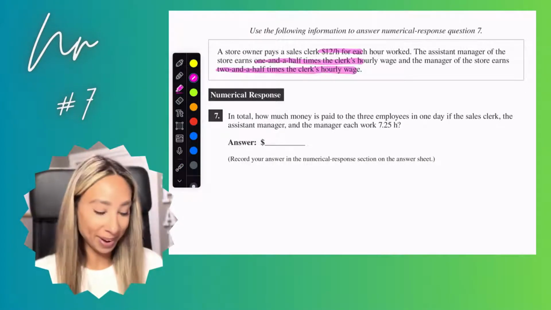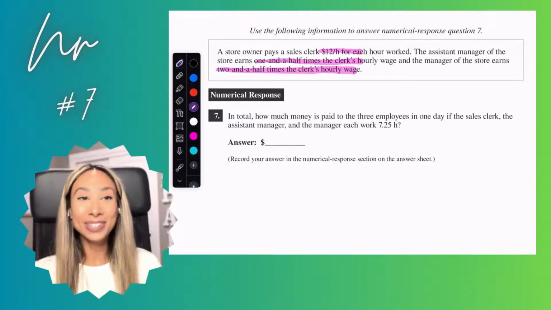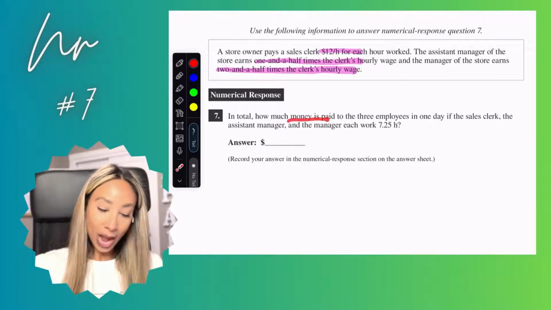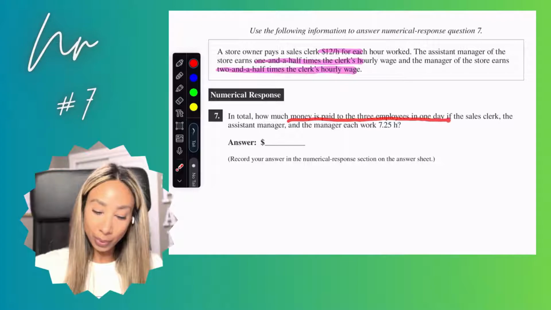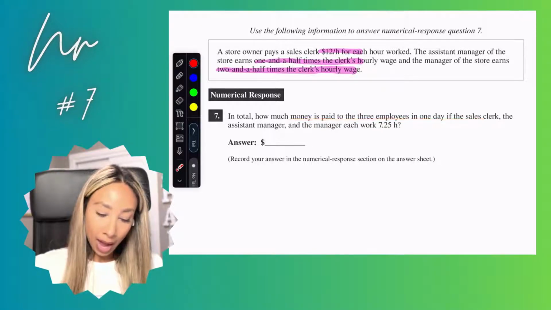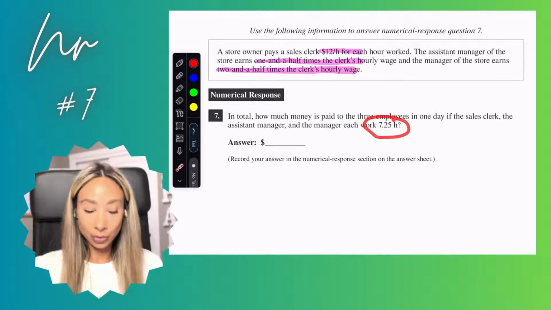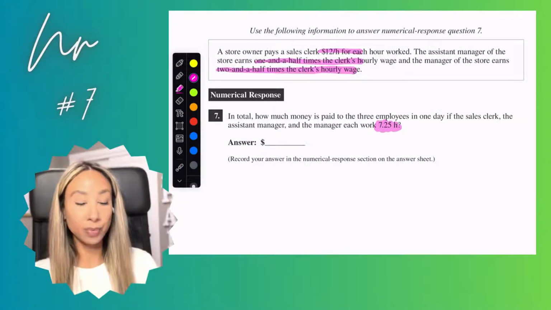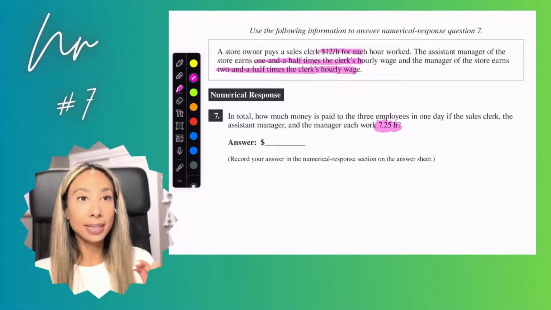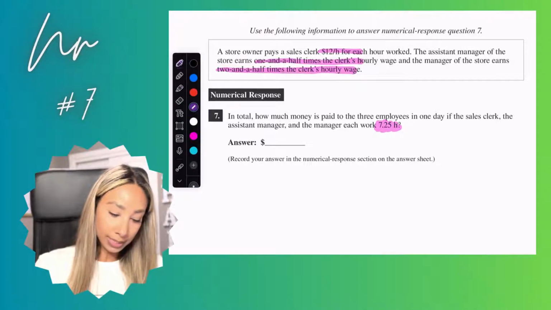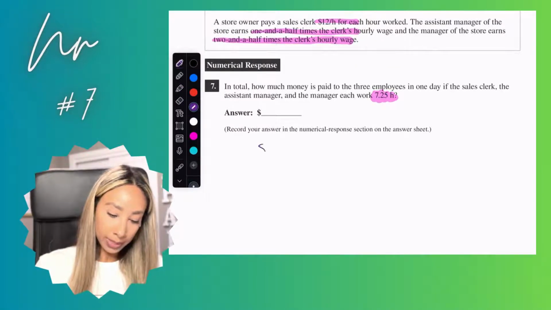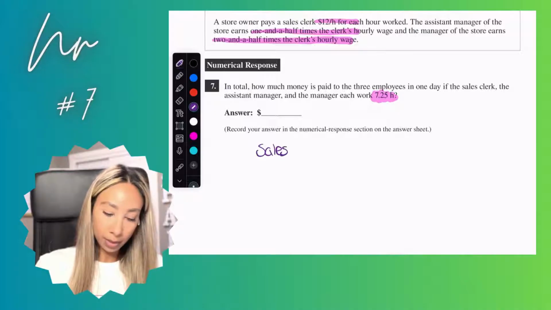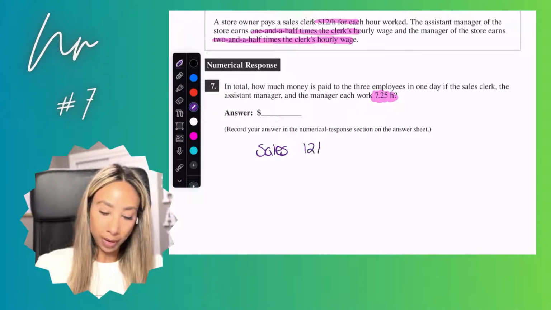Getting tired after filming all of this. Okay, so what we want to do is figure out how much money is paid to the 3 employees in one day if they worked a 7.25 hour day, okay? So we've got 3 different kinds of players. We've got the sales clerk, the assistant manager, and then the manager itself. So 3 people that we're worried about. So for our sales clerk, we know the salesperson is going to be earning $12 per hour.